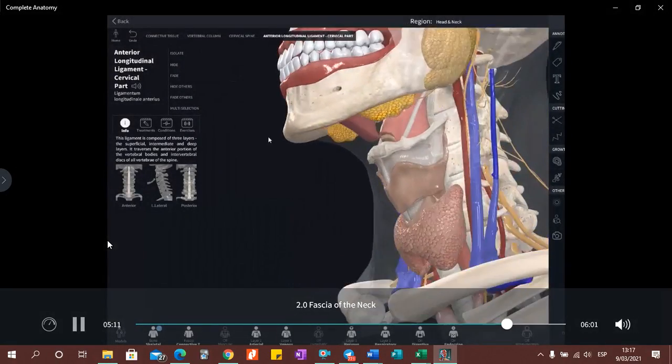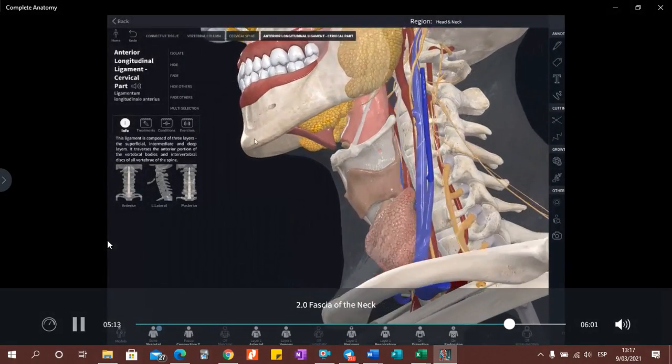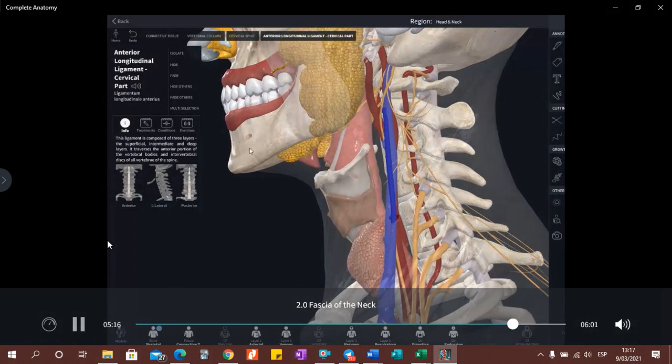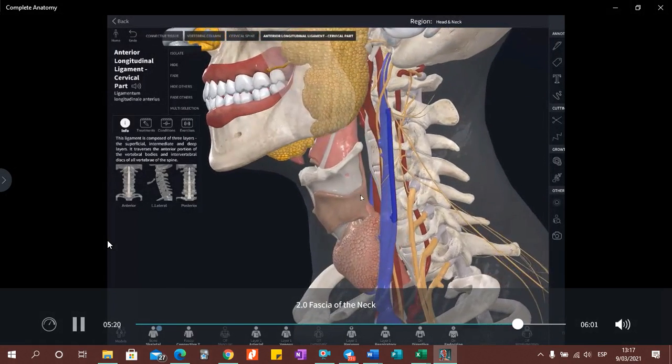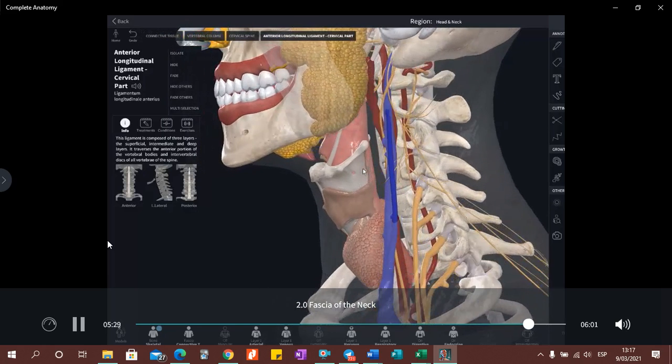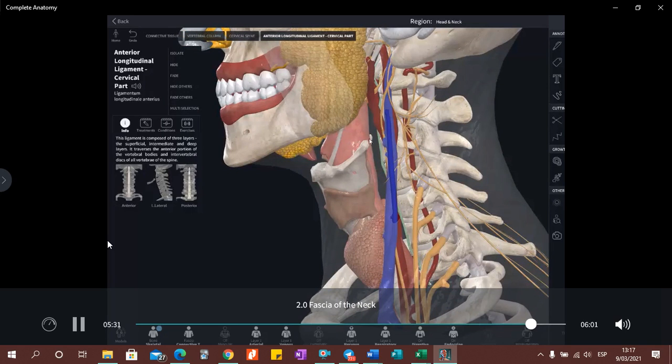As we're already talking about spaces, we also need to talk about a space which is behind or posterior to the pharynx, so we'll call that the retropharyngeal space. This is important to know because actually this is the largest and most clinically important interfascial space in the neck because it is the major pathway for the spread of infections.